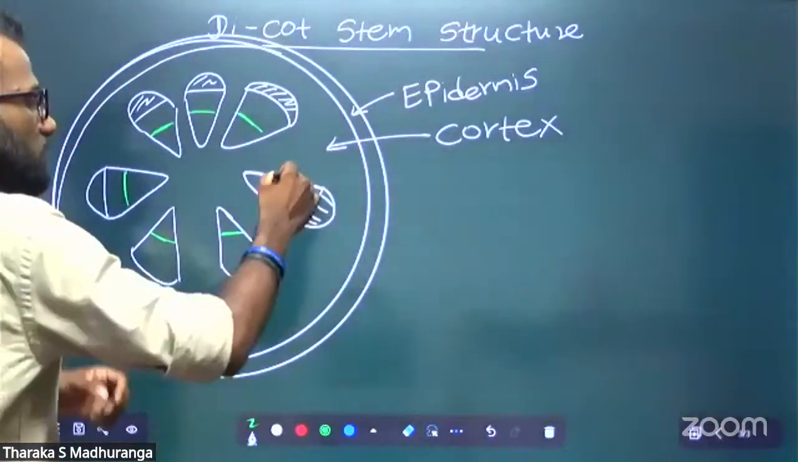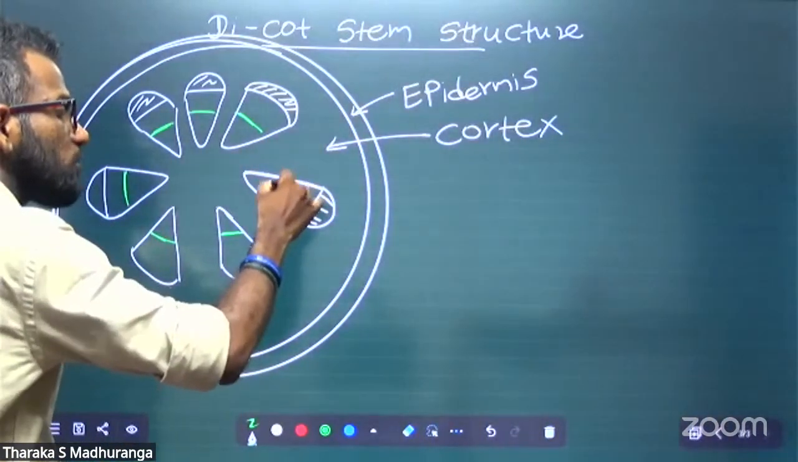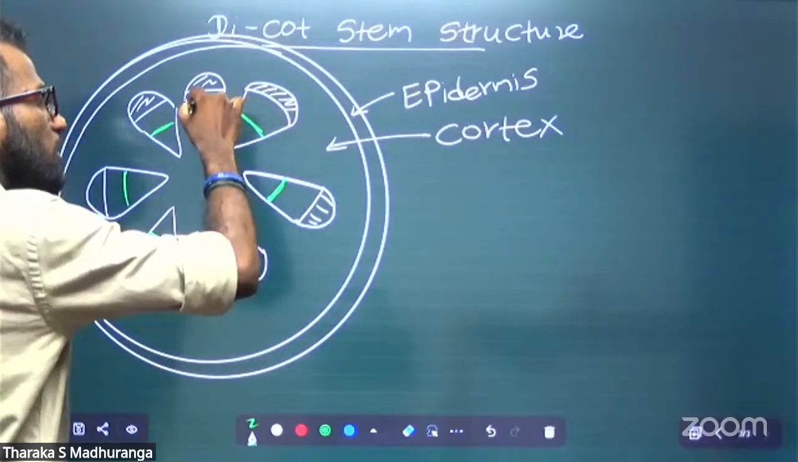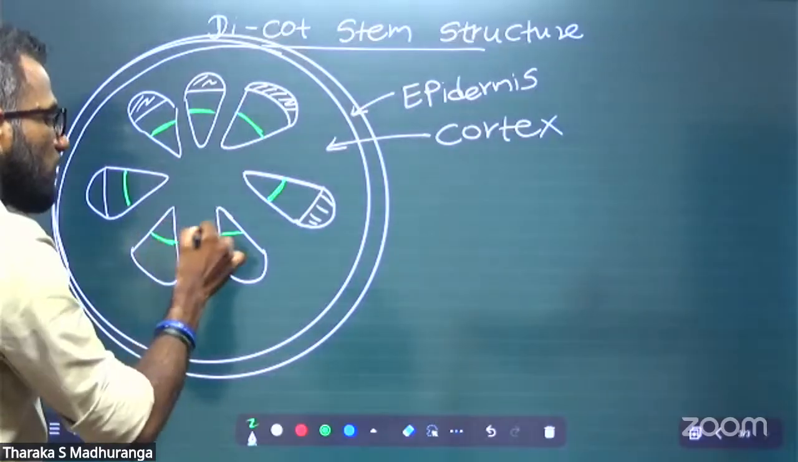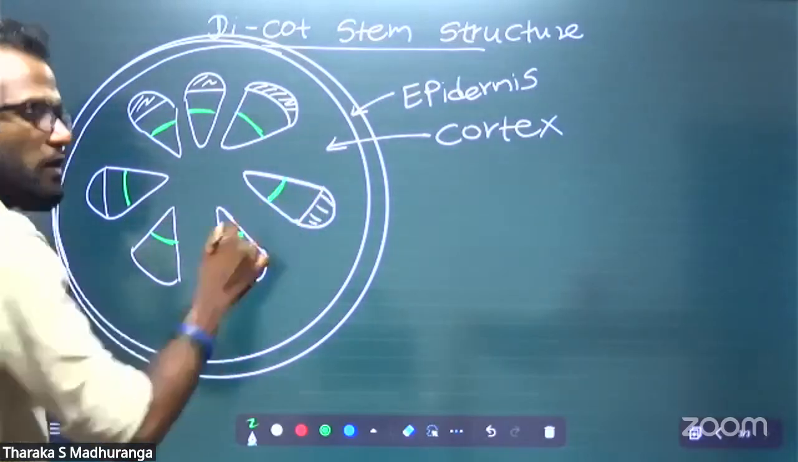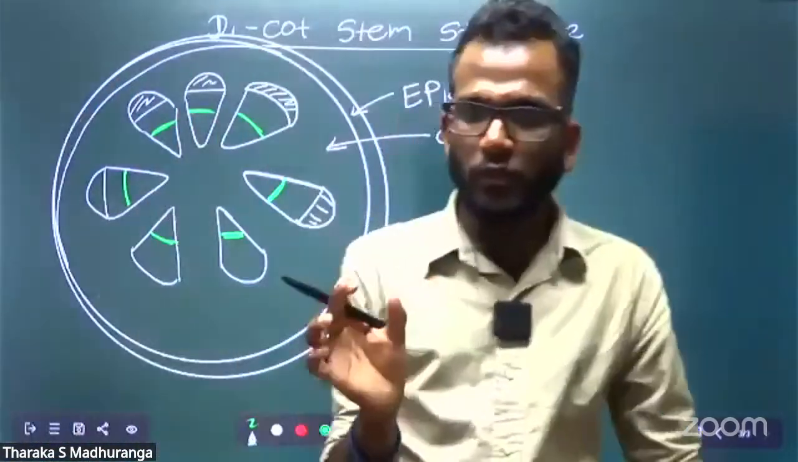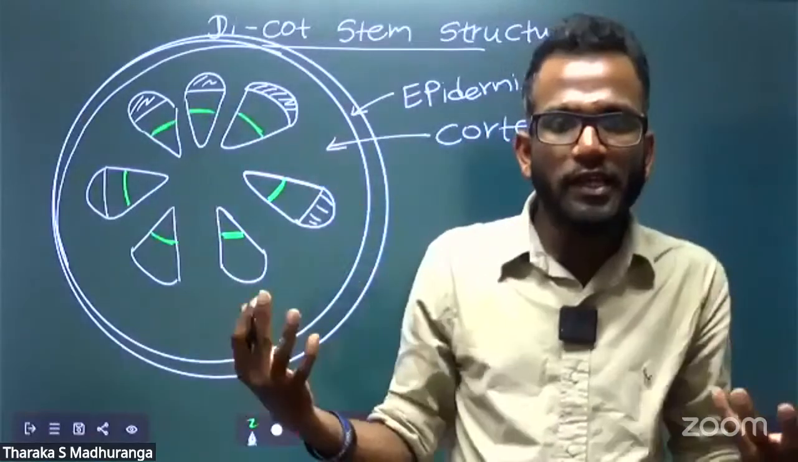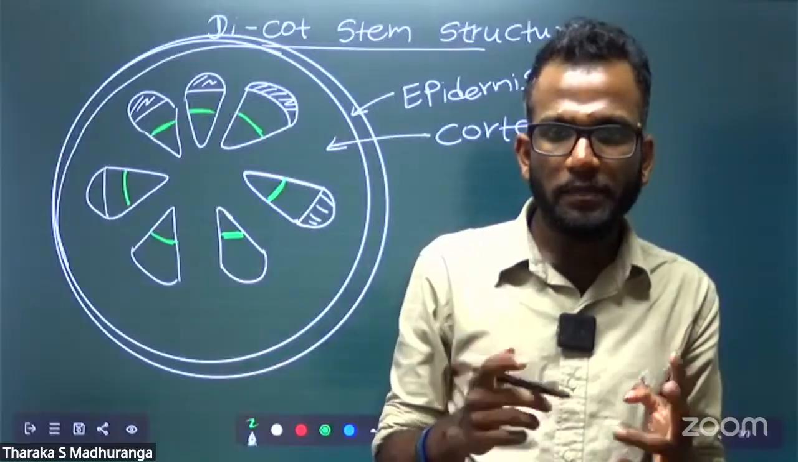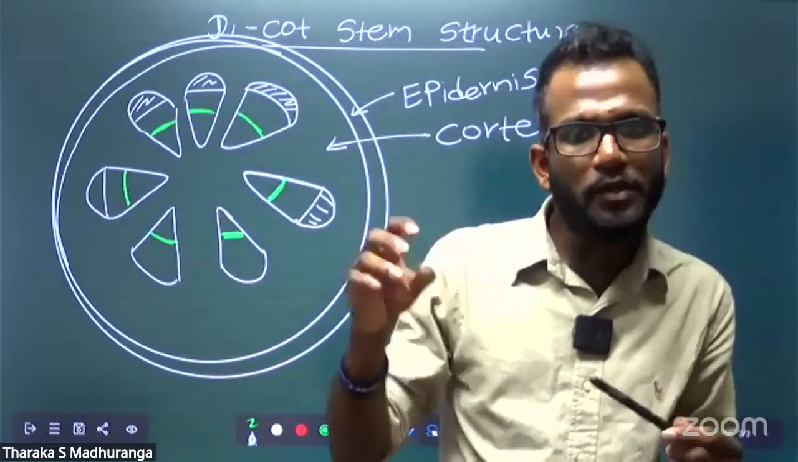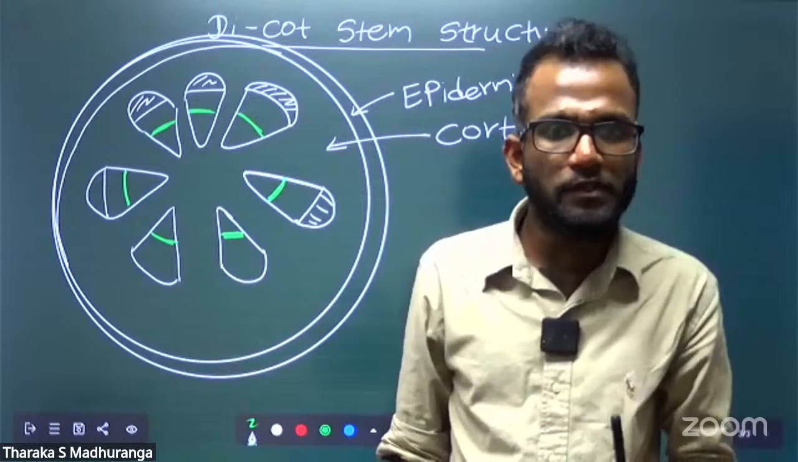Cambium means they are plant tissues. Cambium tissues are always dividing and producing new cells. That's the main function of these cambium tissues. They are always dividing and producing new cells. That's the main purpose of cambium tissues.